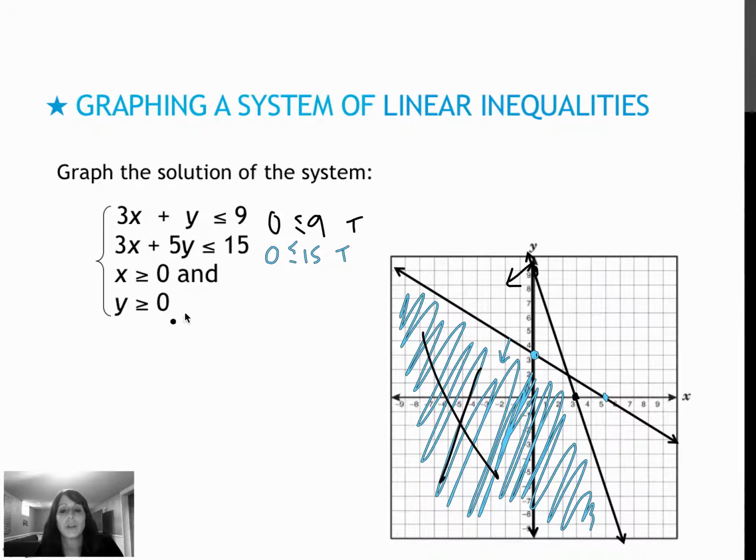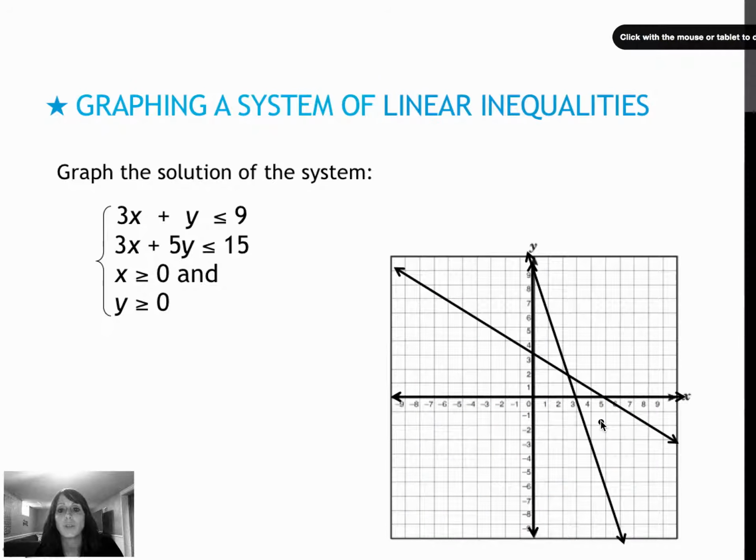And y is greater than or equal to 0 is the line that looks like this, which means all my y's have to be positive, which means it can't be this area either. And so the area that should be shaded is contained in this little box here. It's below this line. It's also below this line, but it is to the right, meaning positive, and above, meaning positive. So this is the area that should be shaded.